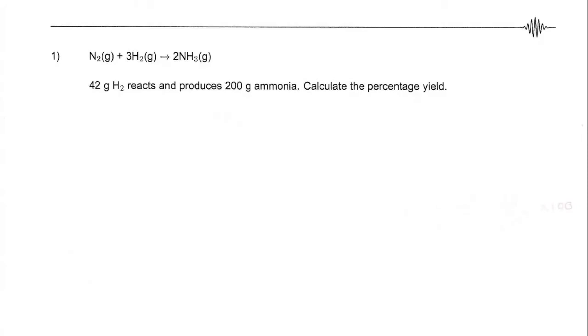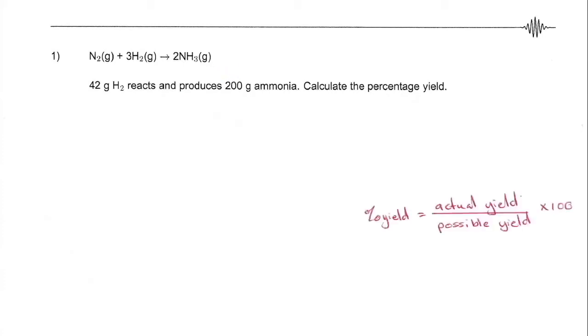Right, I hope everyone has finished. In question 1, they gave us the Haber reaction where they're using nitrogen and hydrogen to produce ammonia, and they tell you 24 grams of hydrogen reacts and it produces 200 grams. Now, it produced 200. That is not to say that it was supposed to produce. It really produced 200 grams. So that is my actual yield, right? I don't know what 42 grams was supposed to give you, but the actual yield was 200.